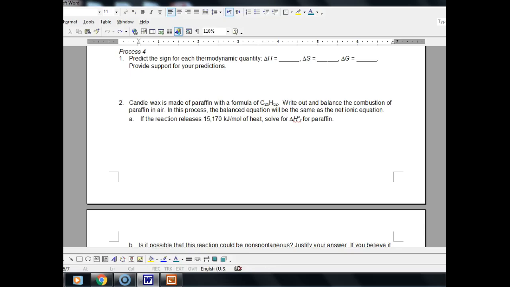You are also told that the candle wax has a formula of C25H52. I want you to write the combustion reaction for that, remembering that the paraffin, the hydrocarbon, reacts with oxygen to make CO2 and H2O. You are told how much heat was released. I want you to figure out what delta H would be for paraffin.